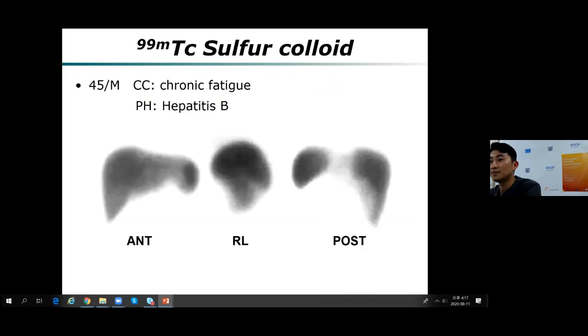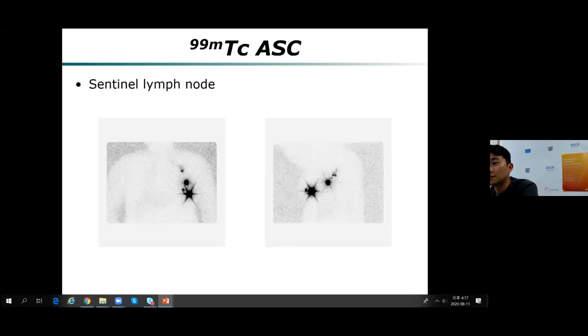This is an example of a technetium-labeled sulfur colloid image. It shows stable properties using this kind of intrinsic labeling technique. And this is technetium-labeled antimony sulfur colloid for detection of the sentinel lymph node.